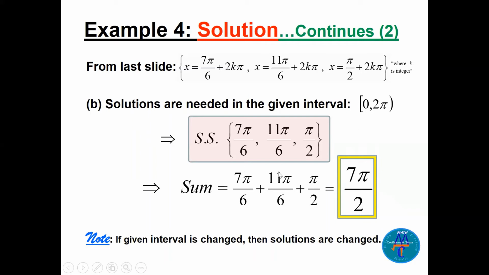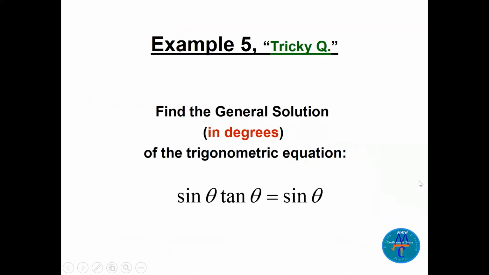So 7 pi over 6, 11 pi over 6, pi over 2. Here we need the LCD, multiplied by 3, remember, up and down. So you have 3 pi. So that will be 21 pi over 6. When you simplify, you get 7 pi over 2 is the sum.